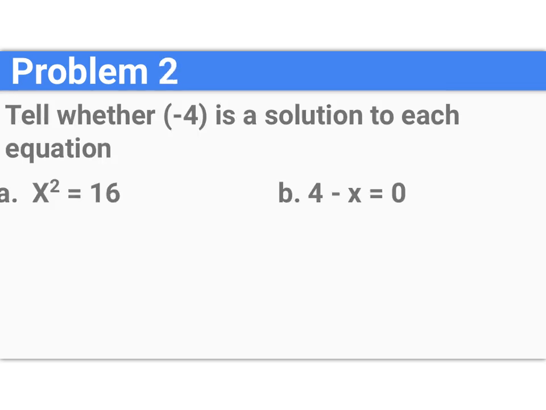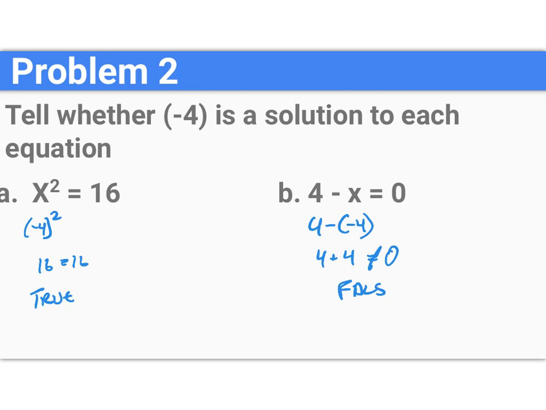Okay, tell whether negative 4 is a solution to each equation. Again, put your number in parentheses when you substitute. Negative 4 times negative 4 is positive 16, so this is true. 4 minus negative 4, two negatives with nothing in between them becomes a positive. That does not equal 0, so that is false.